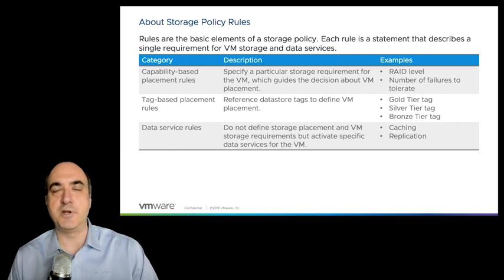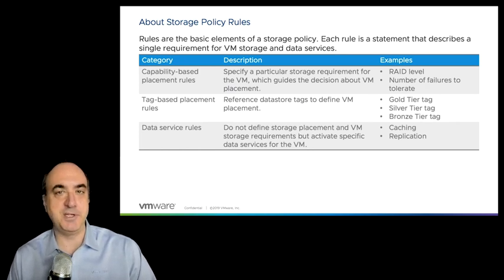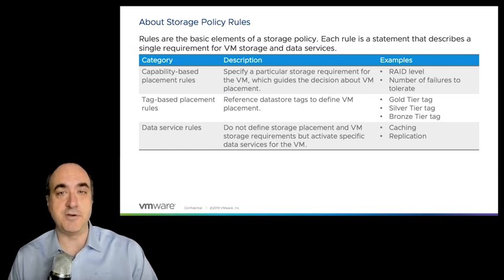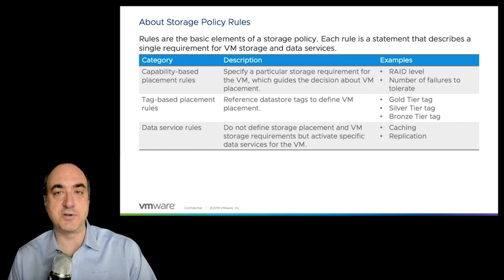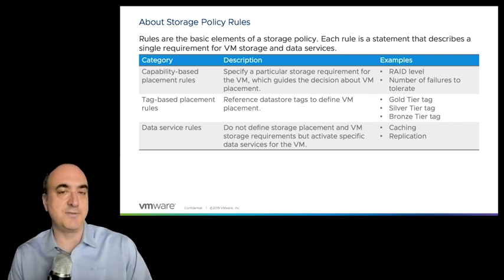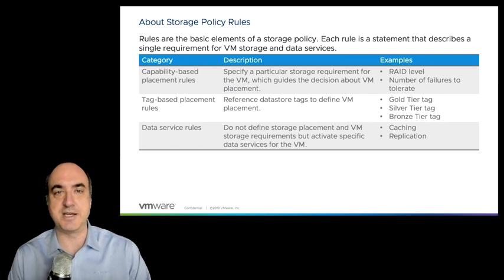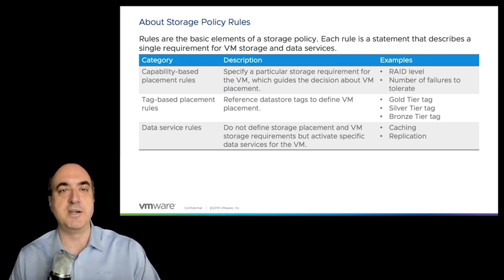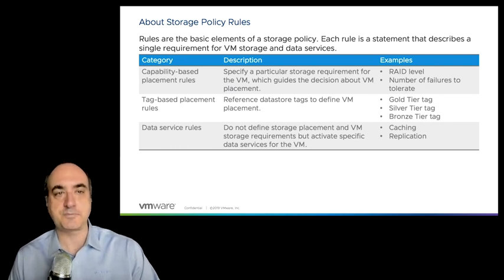So things that would apply in a capability-based set of rules would imply you've got the RAID level defined in the storage, right? So if the storage can tell you what RAID levels it supports, right, it's learning that through the capabilities advertised through VASA. It may also provide the number of failures that the storage can tolerate.